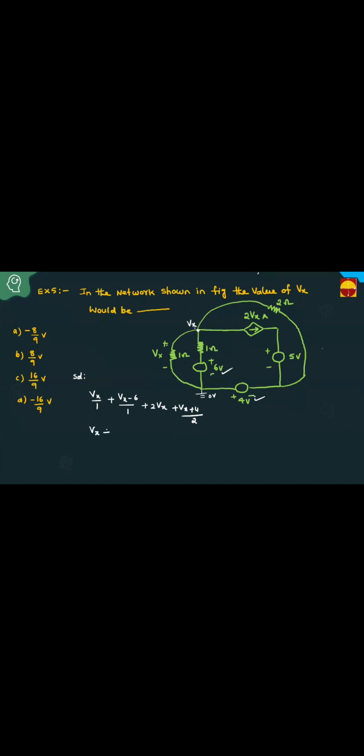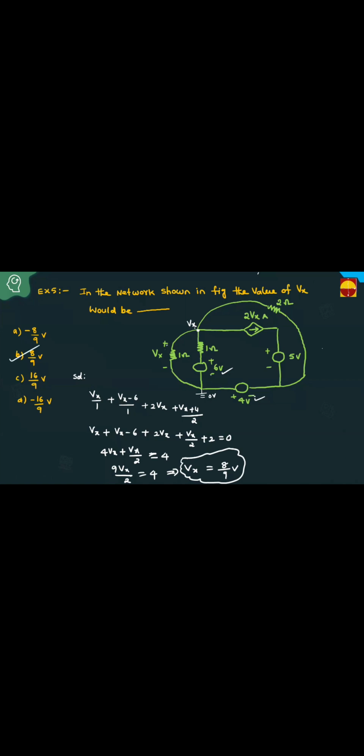Then solve this. Vx plus Vx minus 6 plus 2Vx plus Vx by 2 plus 2 equal to 0. Vx plus Vx, 2Vx, 4Vx, 4Vx plus Vx by 2 is equal to minus 6 plus 2 minus 4, which is equal to 4. This is 8Vx plus Vx, 9Vx by 2 equal to 4. From this, Vx equals 8 by 9 volts. See the concept. Vx equal to 8 by 9 volts. That is option B, the right answer.